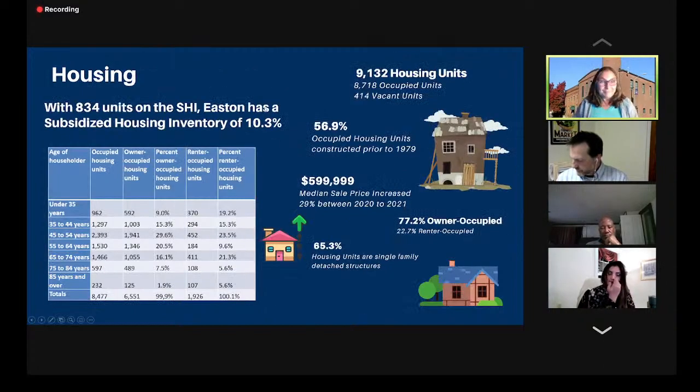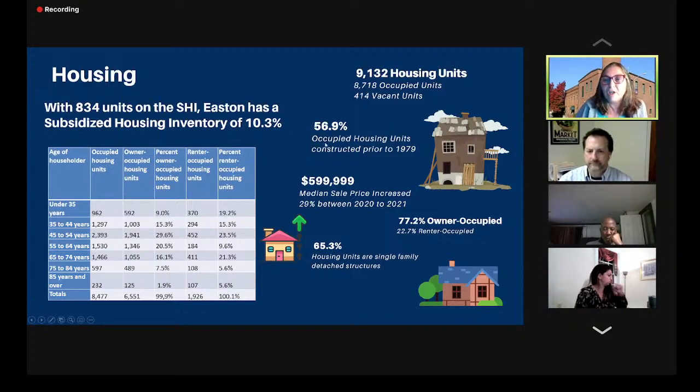And housing, excuse me, with 834 units on the SHI, Easton has a subsidized housing inventory of 10.3%, so you're doing really well. And this is the breakdown of your current occupied housing by age group. You can see it broken down by owner-occupied housing and renter-occupied housing. We have 8,708, I'm not sure about this number here. This is suspect to me. Please disregard that.